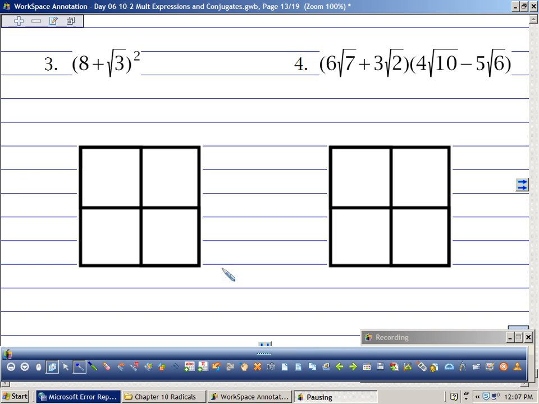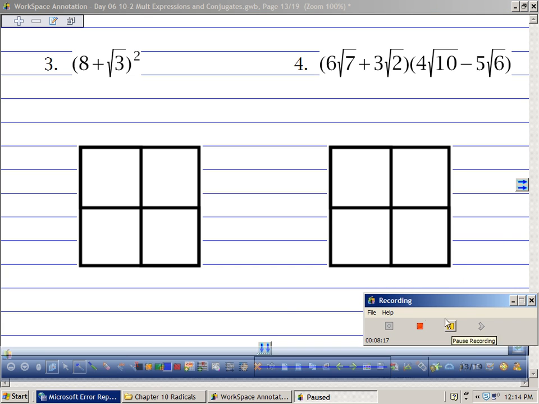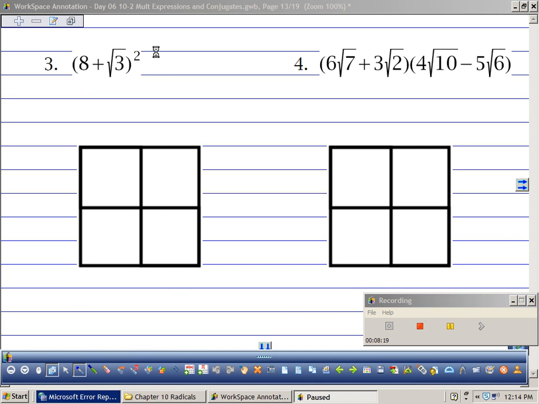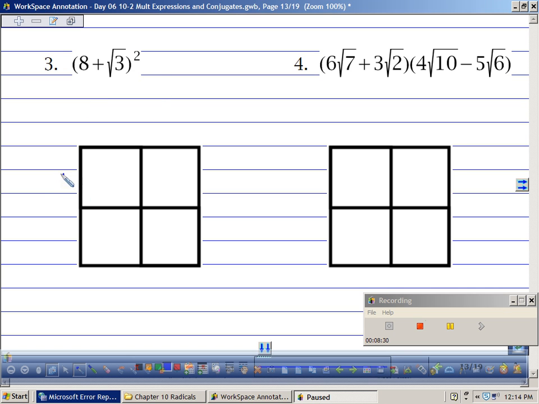Okay? Let's do that together. Let's set these up. I'll give you a second to write these down. Okay, let's set these two up. How can I set up 8 plus root 3 squared? What does this mean? It means there's 2 of them. So I could put one of them here and one of them here using the area model. What's 8 times 8?